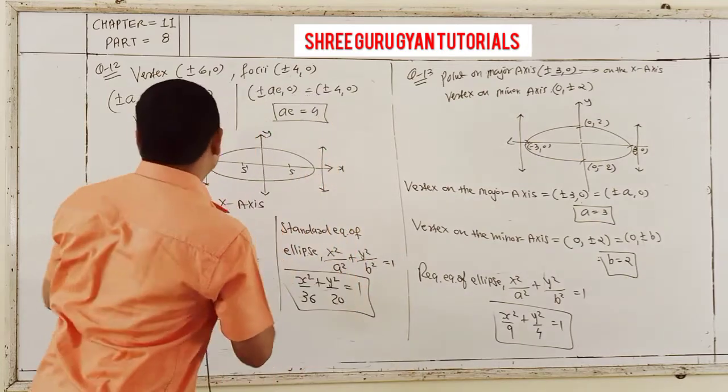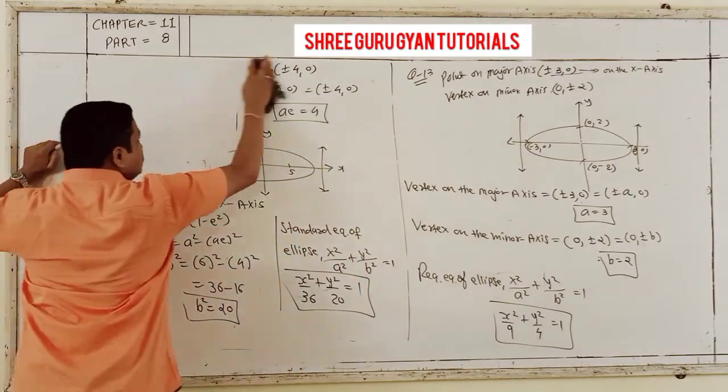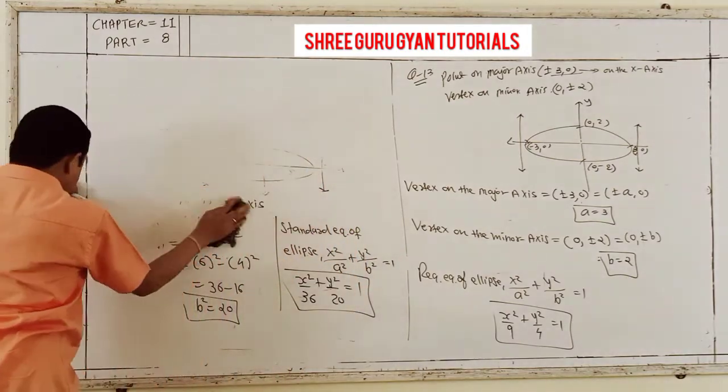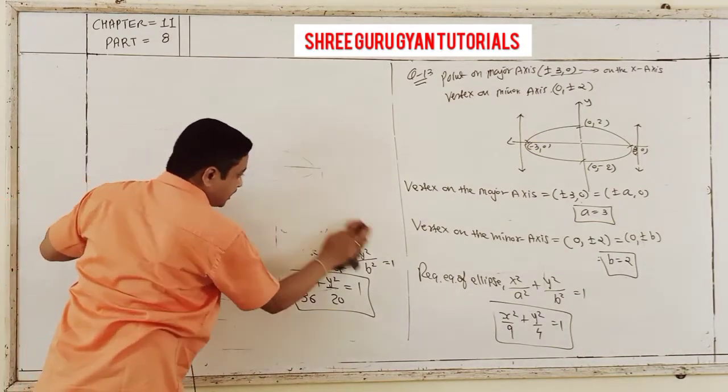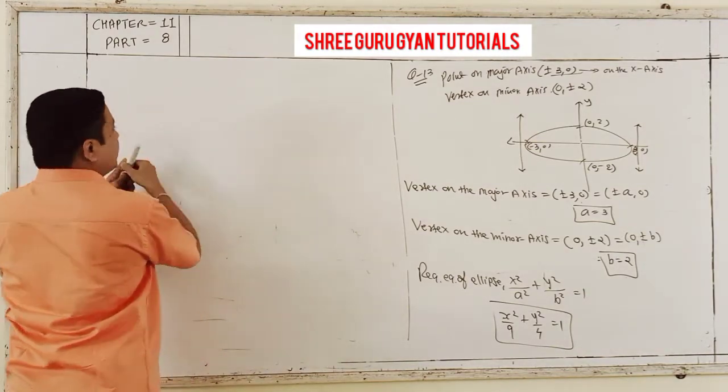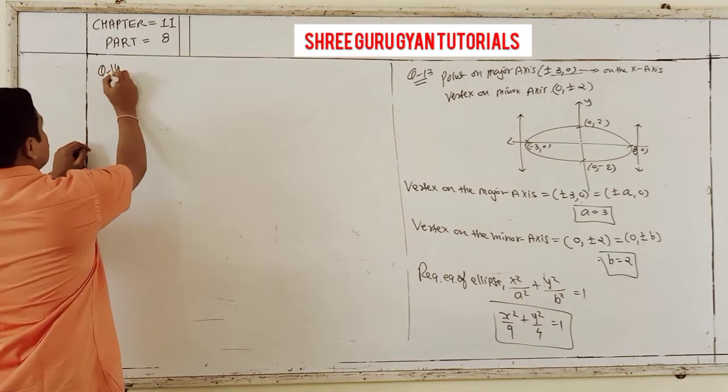Answer done. Now 14. Same principle. Attach the values one by one. Question 14.